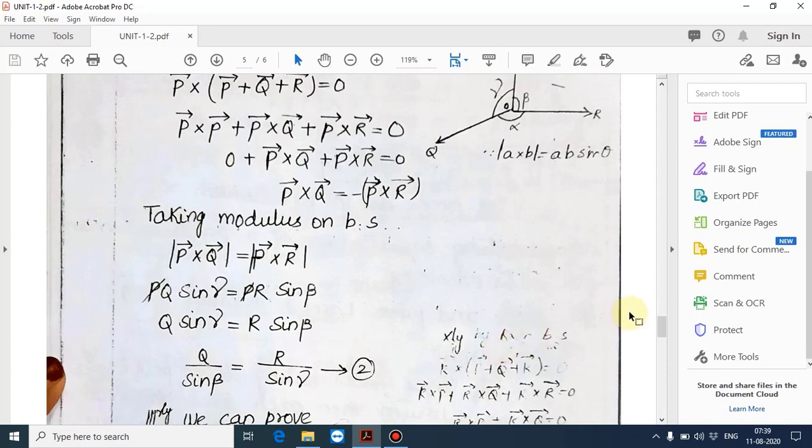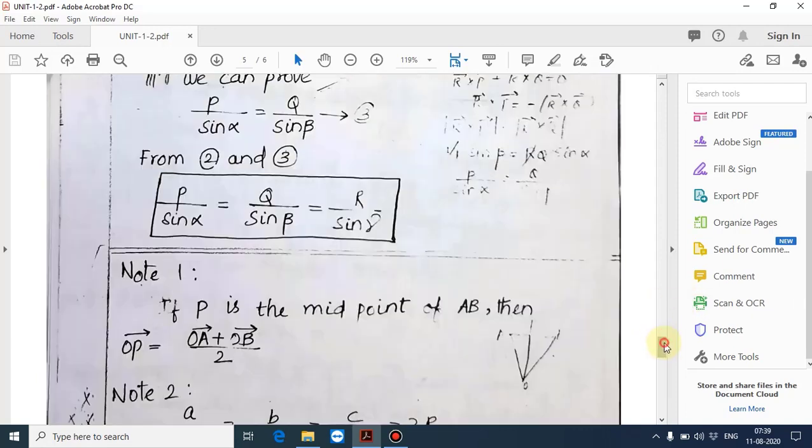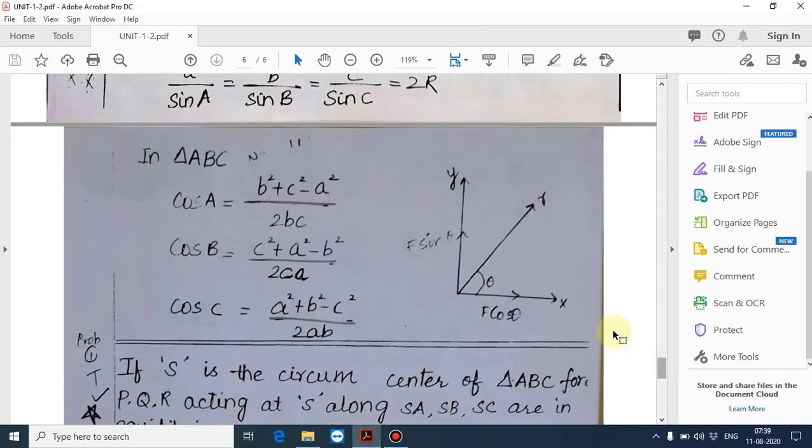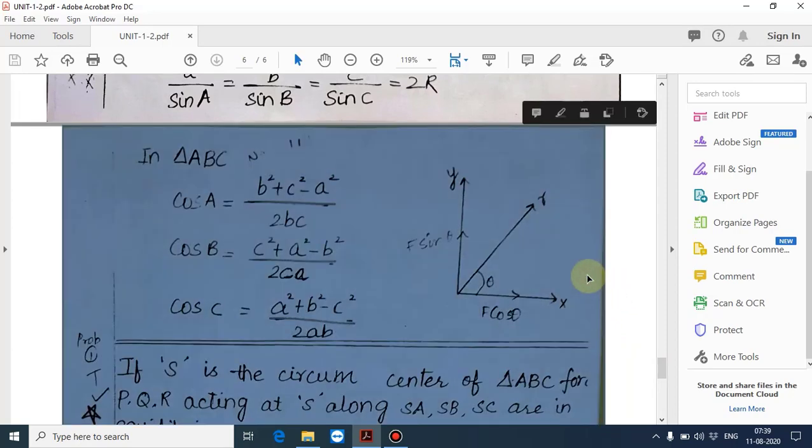From 2 and 3, what are you getting? P by sin alpha is equal to Q by sin beta is equal to R by sin gamma. That is the proof for Lami's theorem. Take note 1 and note 2; just take a glance at these notes.